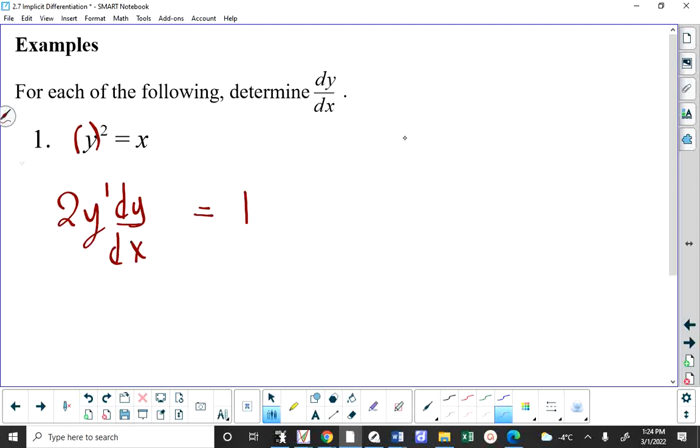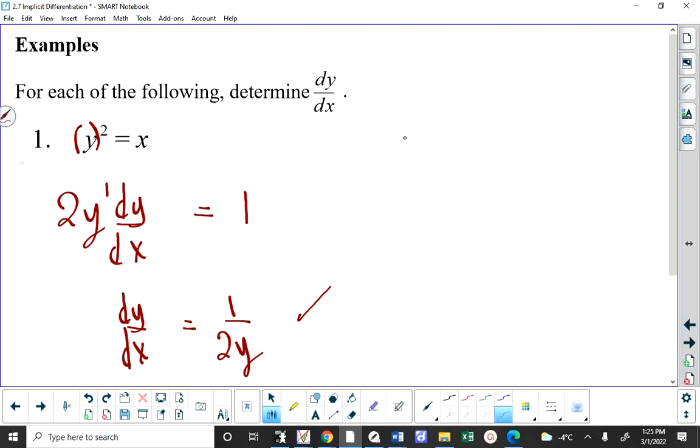Now if I rearrange this for dy/dx, it's child's play. It's 1 over 2y. This is interesting. The derivative is not a function of x. The derivative is a function of y. Why should that be the case? This is our answer right here. We're done. But why should that be the case?